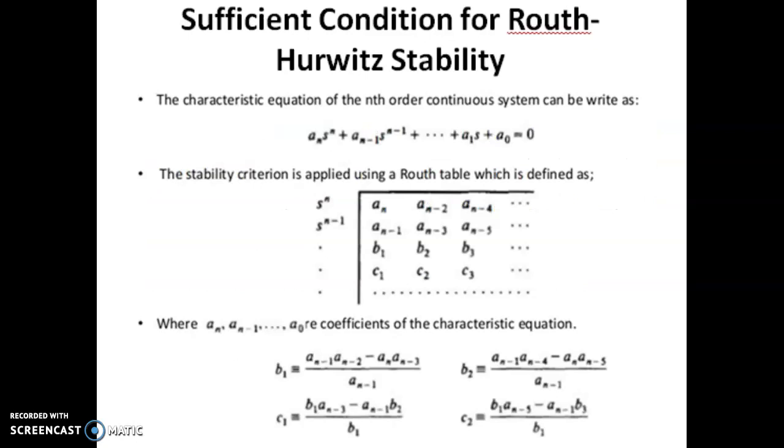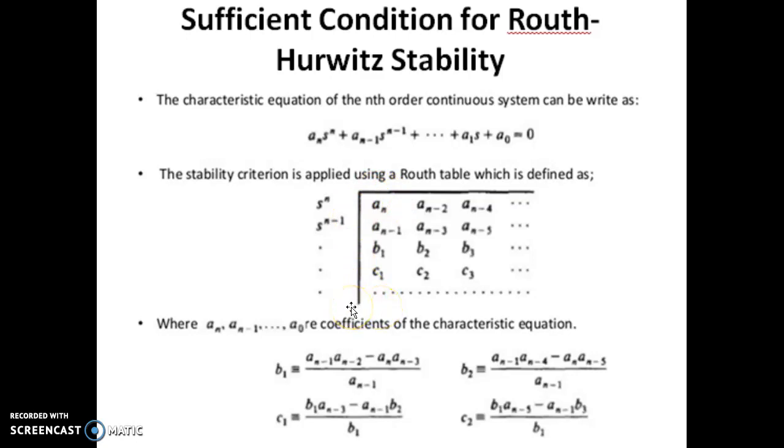So the sufficient condition for the Routh-Hurwitz criterion is, after forming the Routh array, the sign of the first column should be the same. In the first column, the signs of the coefficients should be the same. That is the sufficient condition for the Routh-Hurwitz criterion.